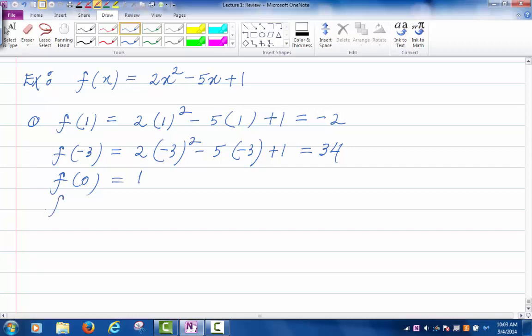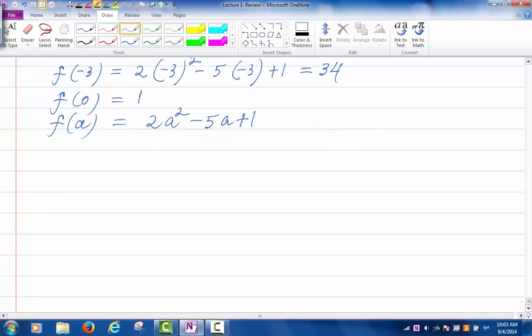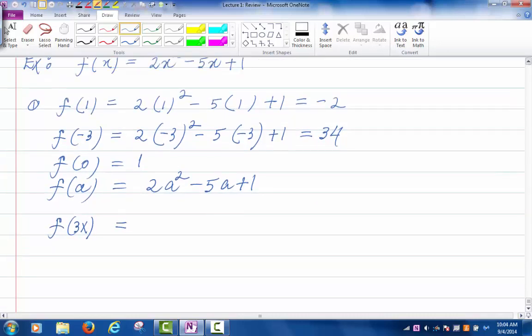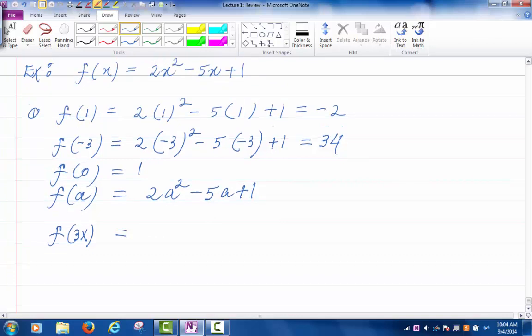And how about f of a? Well, again, you just replace x by a, so this would be 2a squared minus 5a plus 1. And, okay, how about f of 3x? Well, let me show you f of x again. How do I find f of 3x? Sometimes people are confused when they see f of x is this, then what is f of 3x? What you have to do is just replace x by 3x.